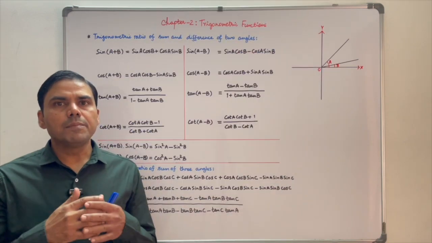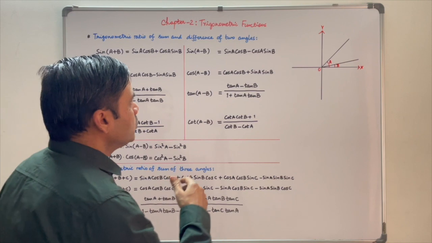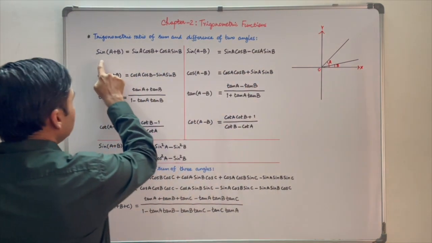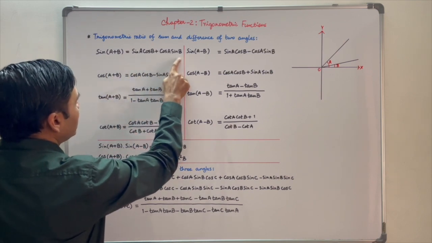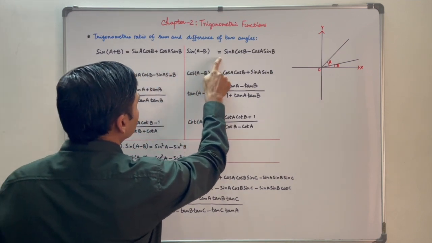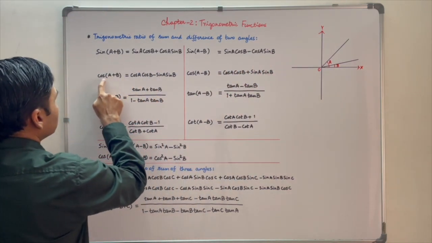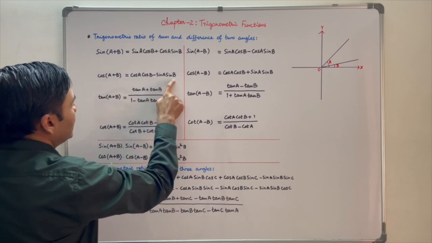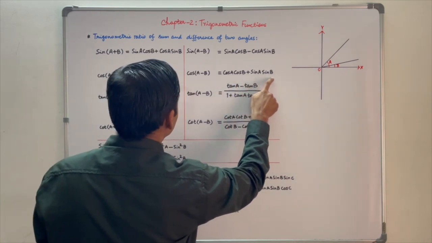Now let us see the trigonometric ratio of sum and difference of two angles. Suppose two angles are angle A and angle B. Then sin A plus B is given by sin A cos B plus cos A sin B. Sin A minus B is equal to sin A cos B minus cos A sin B. Cos A plus B is equal to cos A cos B minus sin A sin B. Cos A minus B is equal to cos A cos B plus sin A sin B.